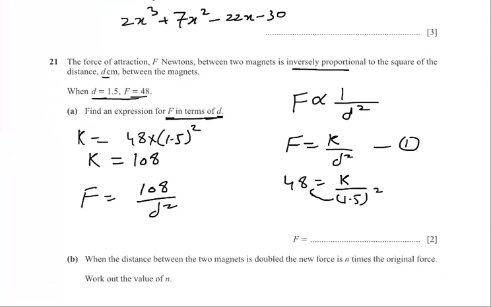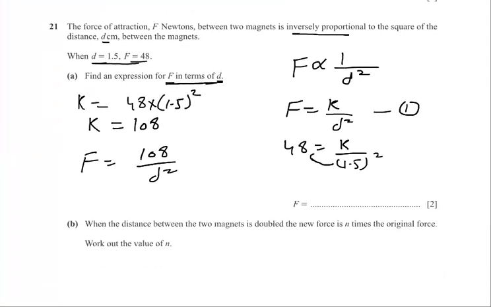All right. Then part B: when the distance between the two magnets is doubled, the new force is n times the original force. That means, if you make the distance double, let's say the original distance is D, what is the effect on the force? The force becomes n times the original force. Work out the value of n in that case.